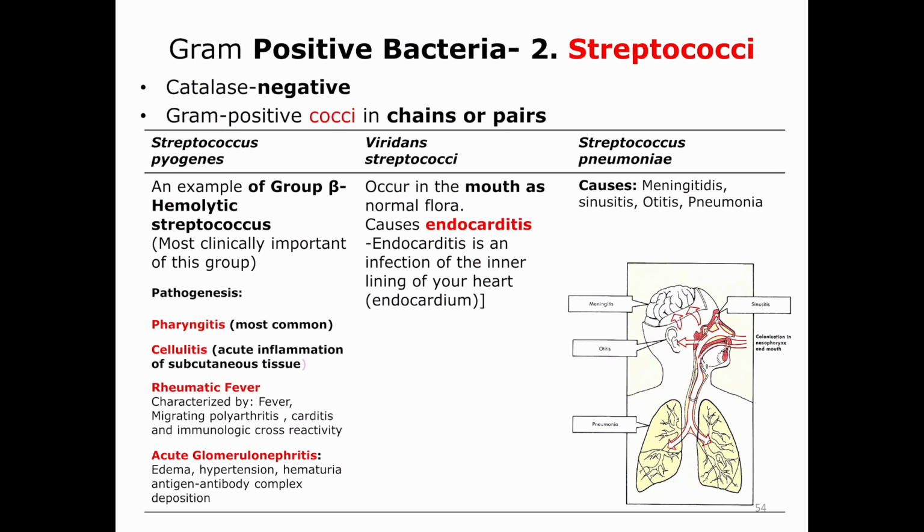So they may cause pharyngitis, which is the most common. They may also cause cellulitis, which is acute inflammation of the subcutaneous tissue, and they are also responsible for rheumatic fever, which is characterized by fever, migrating polyarthritis, carditis, and some immunologic cross-reactivity. Then we also have acute glomerulonephritis, and in such children or patients, they may present with edema, hypertension, hematuria, as well as antigen-antibody complex deposition.